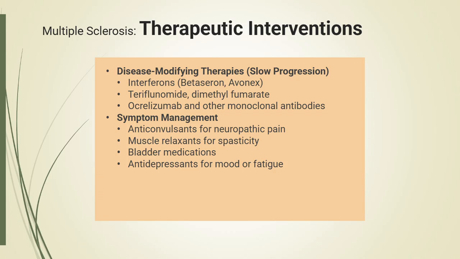The next group of medications focuses on symptom management. Multiple sclerosis can cause a wide variety of symptoms, so medications are chosen based on what the patient is experiencing. Anticonvulsants such as carbamazepine or duloxetine help with neuropathic pain. Muscle relaxants like baclofen, tizanidine, or diazepam help manage muscle spasms and spasticity. Bladder medications such as oxybutynin or bethanechol treat urinary issues. Antidepressants can help with fatigue or mood symptoms. Because multiple sclerosis symptoms are highly individualized, treatment plans must be tailored to each patient.